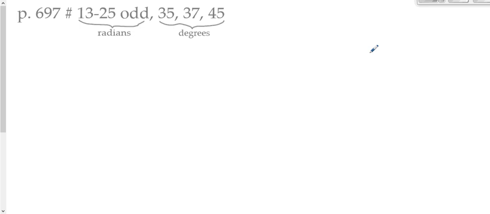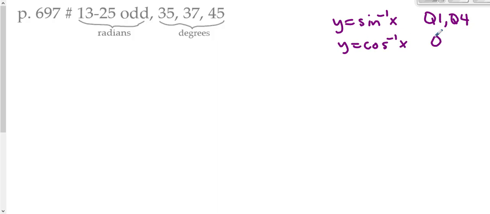Okay, we're working on the homework from page 697, and for all of these problems, the thing we want to remember is that if we have an inverse sine problem, then we're looking for our answers to fall in quadrants 1 and 4. Quadrant 1 if it's positive, quadrant 4 if it's negative. If it's an inverse cosine problem, then our answers will fall in quadrants 1 and 2, 1 if it's positive, 2 if it's negative. And if it's an inverse tangent problem, then our answers will fall in quadrants 1 and 4, 1 if it's positive, 4 if it's negative. And when we give a quadrant 4 answer, we need to give it as a negative degree measure or negative radian measure. Okay, let's do number 13.